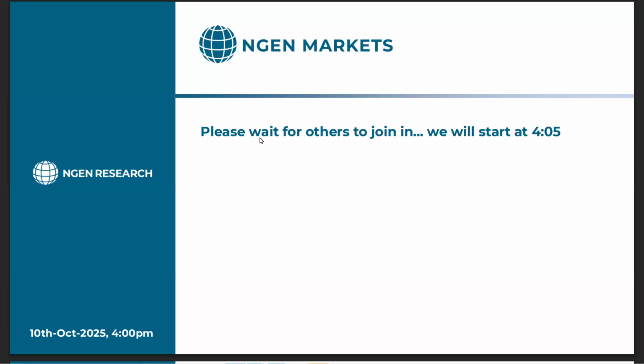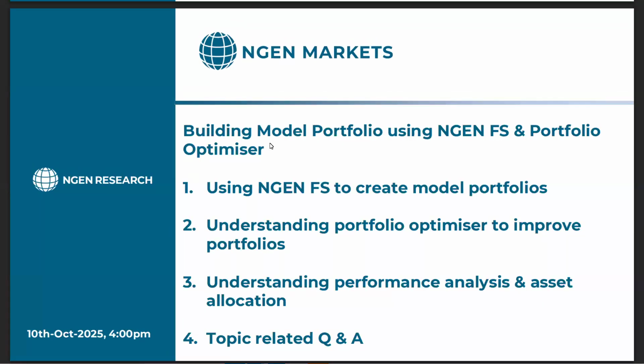By the time the others join in, let's have a look at today's webinar topic. Today our topic is how we could build a model portfolio using Engine FS, that is Engine Fund Score, as a parameter and using the feature of Portfolio Optimizer. Firstly, we will be making use of the funds section to filter out funds from different categories basis their Engine Fund Score, post which we would be moving towards the portfolios section, wherein we would be using the feature of portfolio optimizer, which is mentioned as improve in the portfolio section.